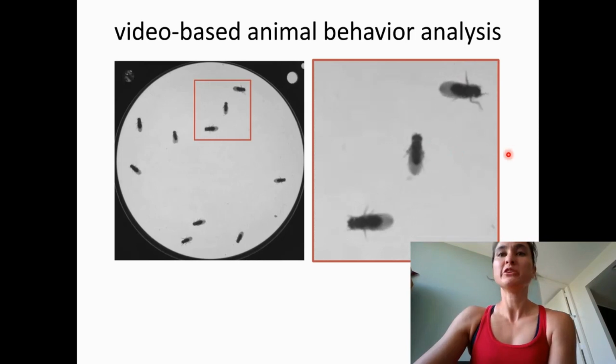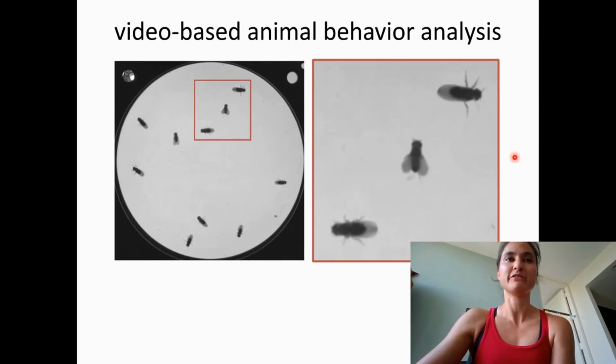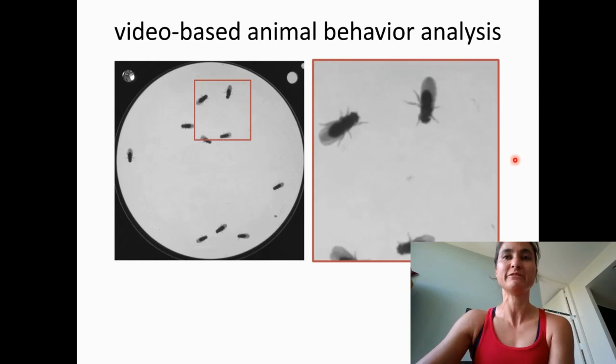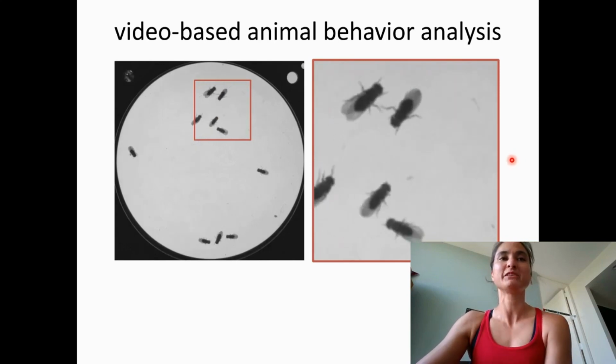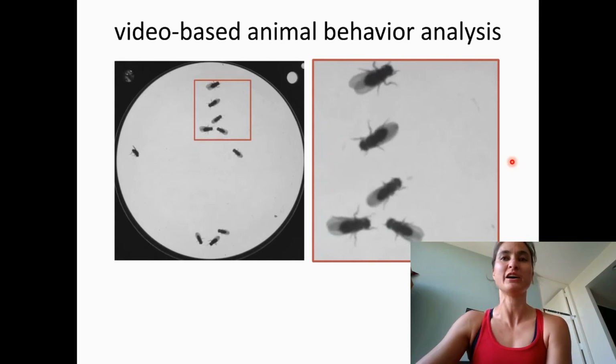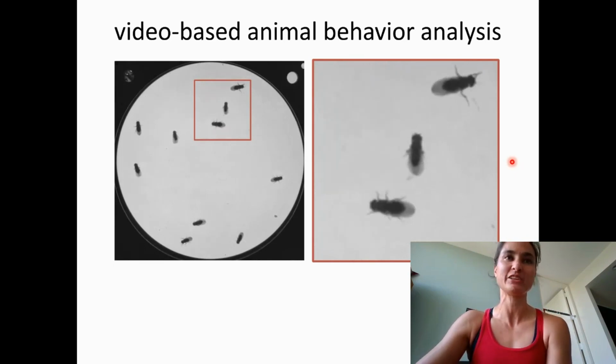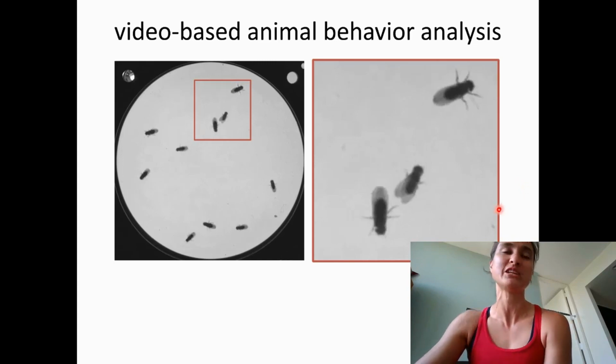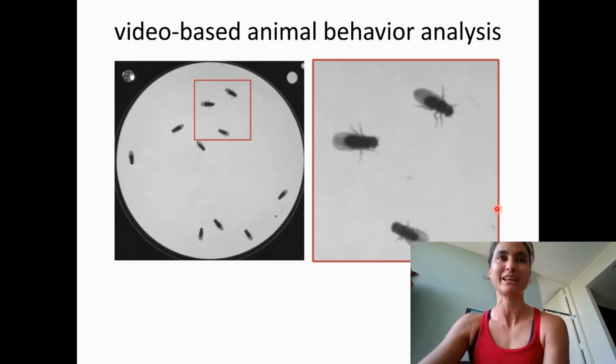So we use video to collect information about the behavior of animals. Video is inexpensive and easy to obtain and non-invasive. But it gives us this relatively high-dimensional information about the behavior of the animal. So this is a 1,000 by 1,000 image. That means that we have a 1,000,000-dimensional time series describing the behavior of these animals.